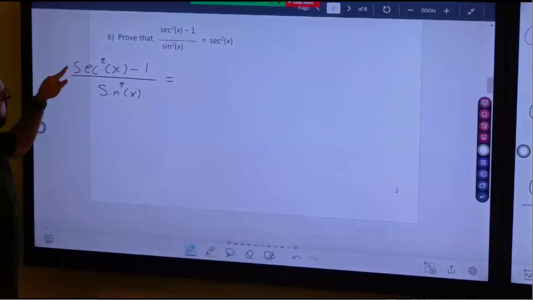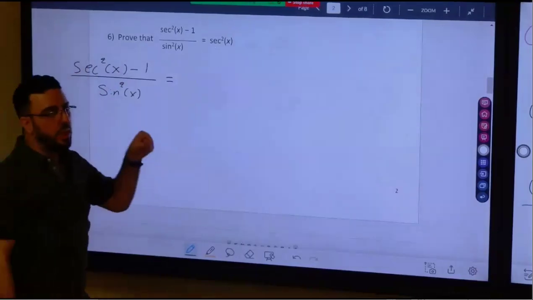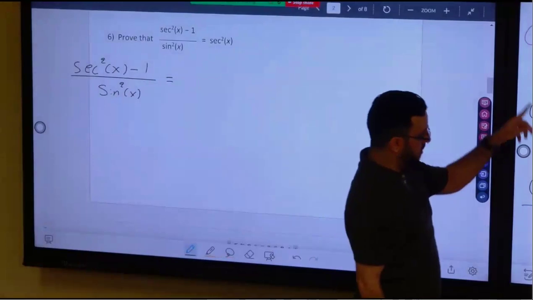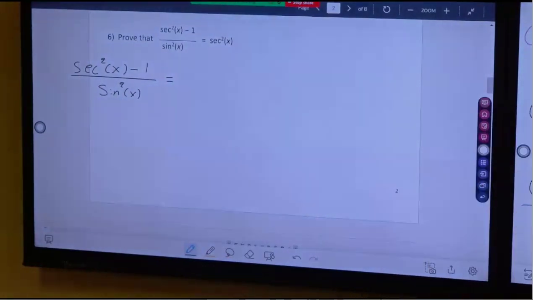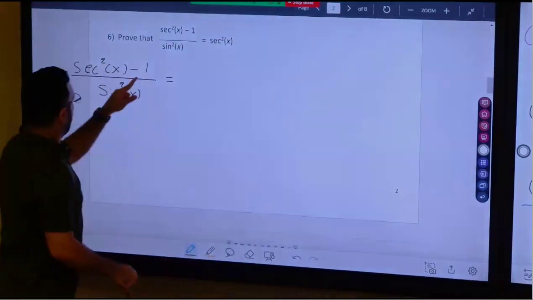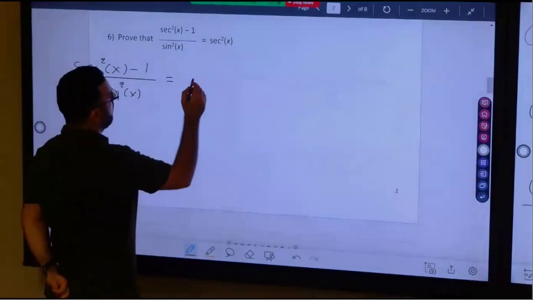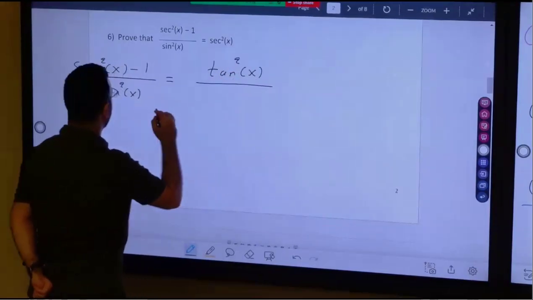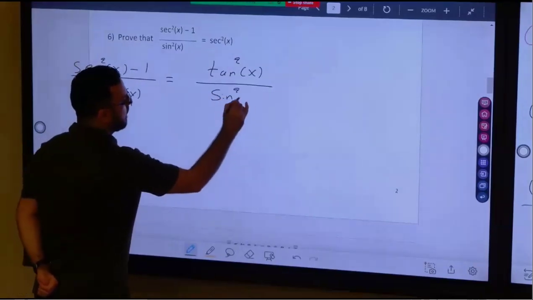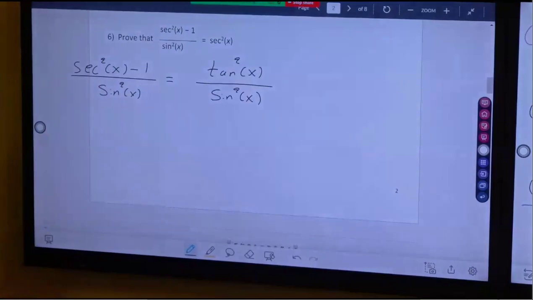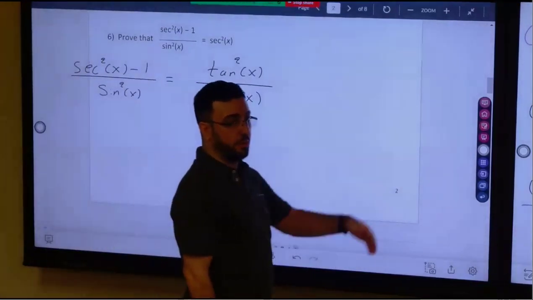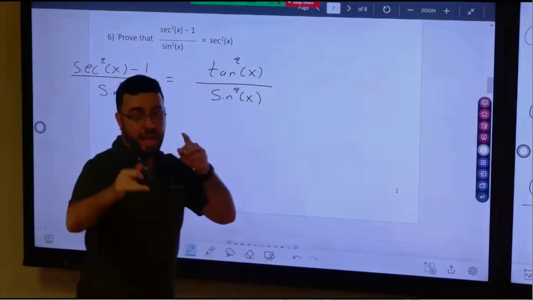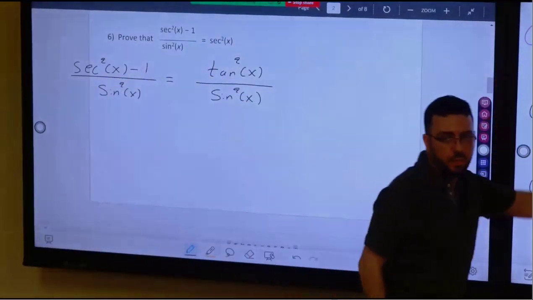Now let's look at the top part. Secant squared x minus 1 equals what? Tangent squared x. Secant squared x minus 1 is going to be tangent squared x, divided by sine squared x. Can we use those? Yes, you can. That's why we wrote it on the board. As long as you have a square, always try to use these.